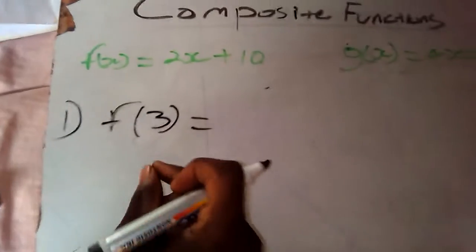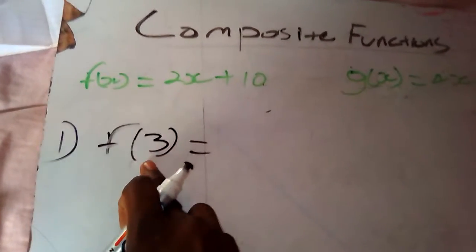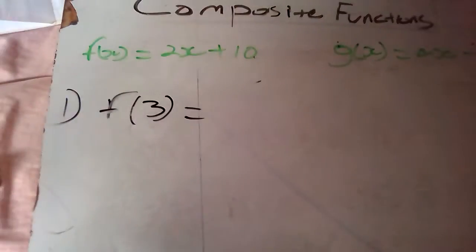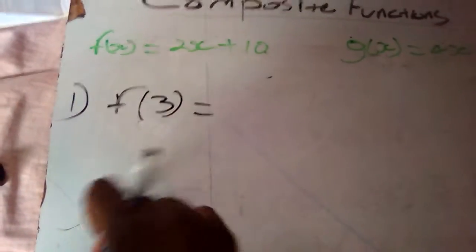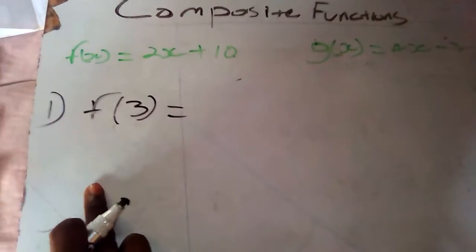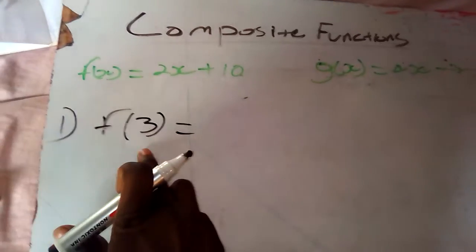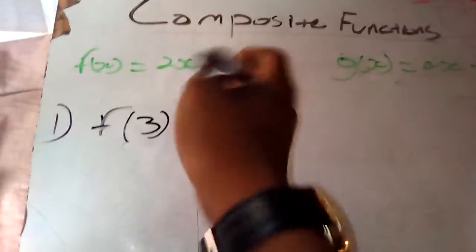Yes, you're correct. All you should do is put the 3 into the function f. Just as in the other one, you put g of x, which is another function, into the function f. But this one, you're just going to put the number 3 into the function f.